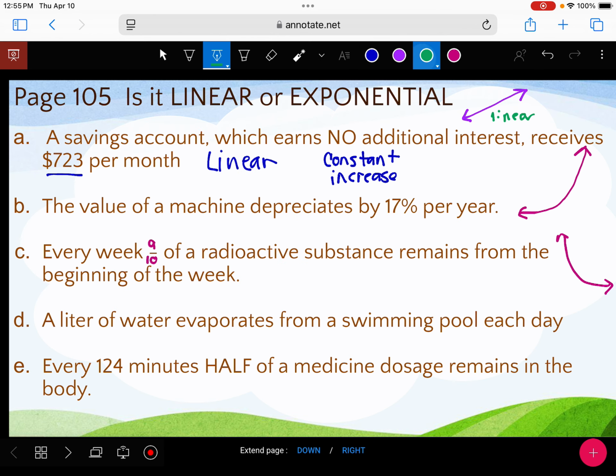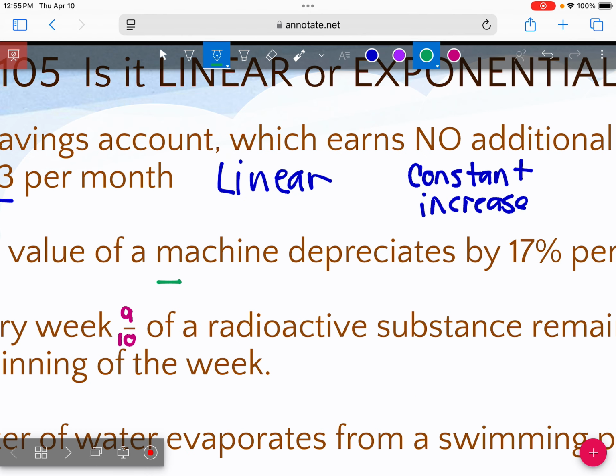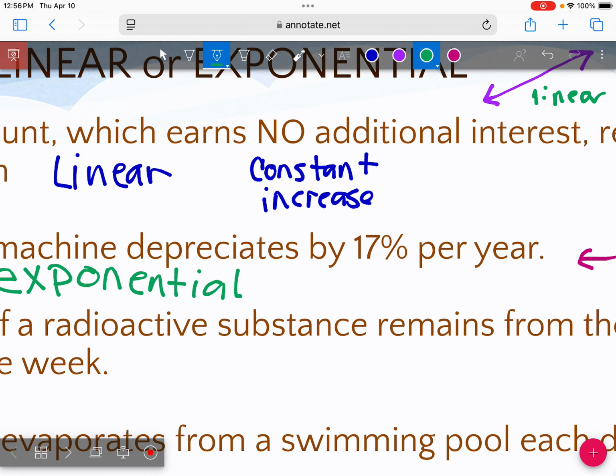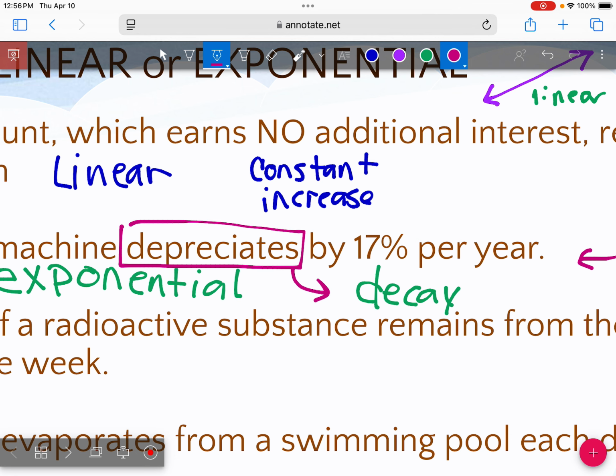What about B? What do we think about B? Exponential. Is it going to grow, or is it getting smaller and doing decay? Exponential. And how do we know it's decay? It's getting smaller. It's getting less. It is depreciating. So that's how we know this is going to be decay. It's going to get smaller.